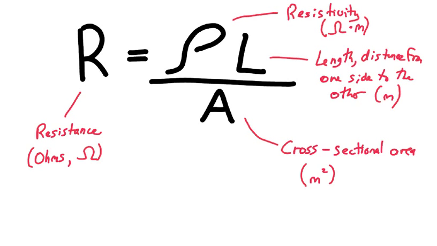So when we do the units here, we've got ohms times meters again here gives us ohm meters squared. Then divided by area in square meters gets us just ohms, the resistance.